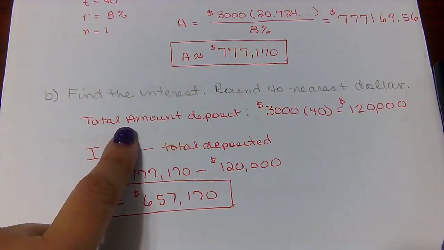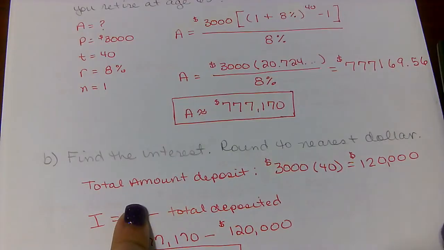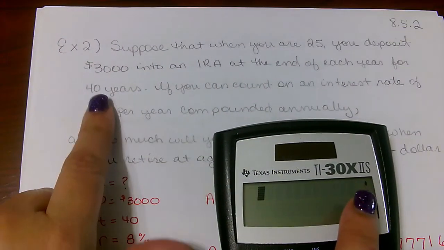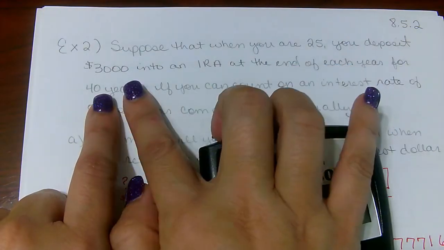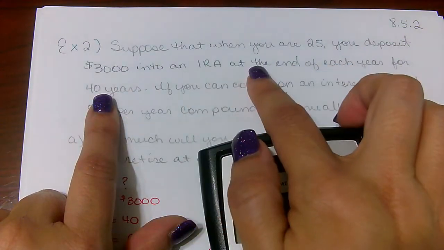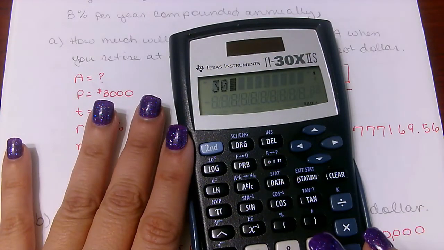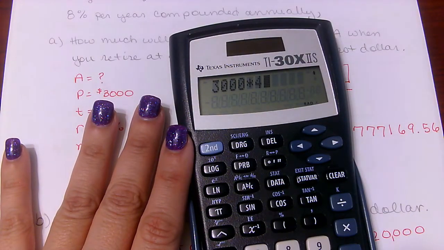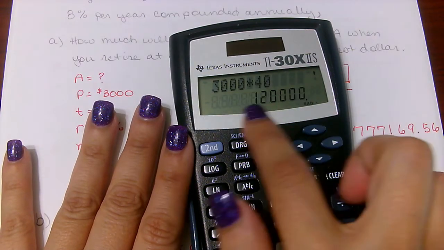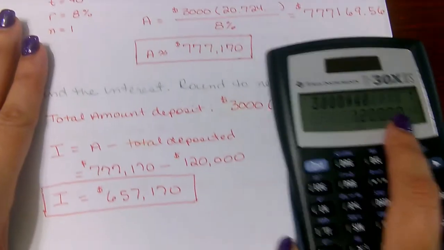The first thing we need to do is determine how much money was deposited. Up here it says that he put $3,000 into the IRA each year for 40 years. So I'm going to do $3,000 times 40 means that he put in $120,000.